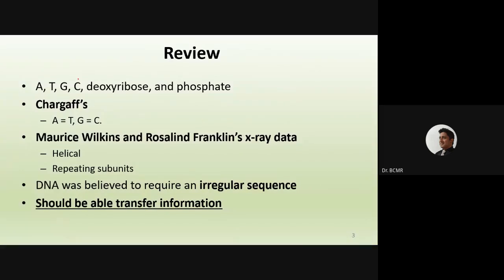We learned about the chemistry of DNA, that it has nitrogenous bases A, T, G, C. In RNA, instead of thymine, you would have uracil. Then deoxyribose in DNA, whereas ribose in RNA, and a phosphate group. And I hope you remember what AMP, ADP, and ATP are. It is about the number of phosphates that are present: monophosphate, diphosphate, and triphosphate.